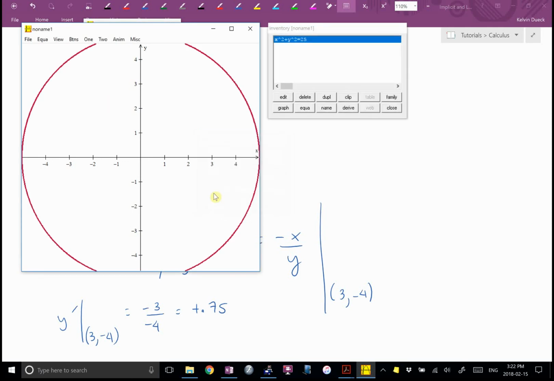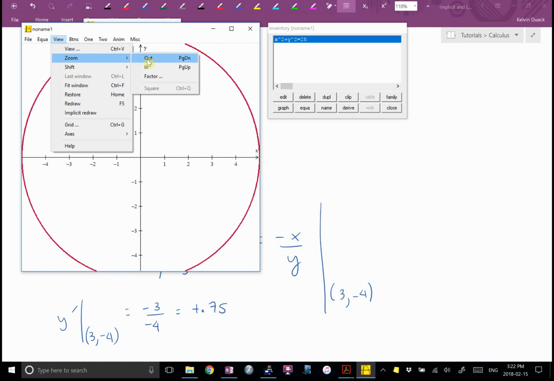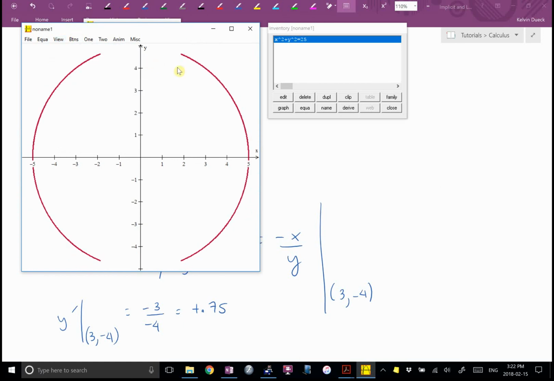There we go. I need to zoom out just a tiny bit, I got chopped off a tiny bit there. What's the point we have here? 3, negative 4. That's that point right there. Is the slope positive or negative? Looks like it's going uphill. It's positive. And that slope does look a little less than 1. I'm pretty sure we're right. We are right.